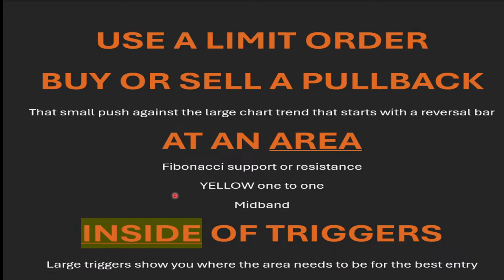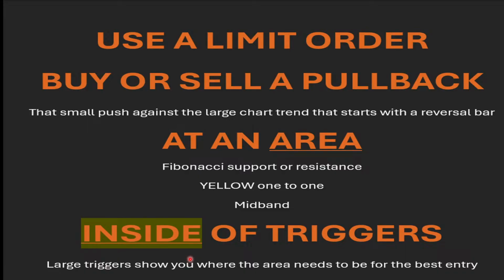And you'll use that limit order to buy or sell a pullback, that fight that happens against the underlying trend. It's going to start with a reversal bar. You're going to do it at an area, at a fib, at a midband, at a yellow 1-to-1, because areas are bouncy. And that area must be inside of large triggers, because large triggers are going to show you where the pullback is most likely to go. Areas within those triggers are going to show you where it's most likely to bounce and continue with the trend.